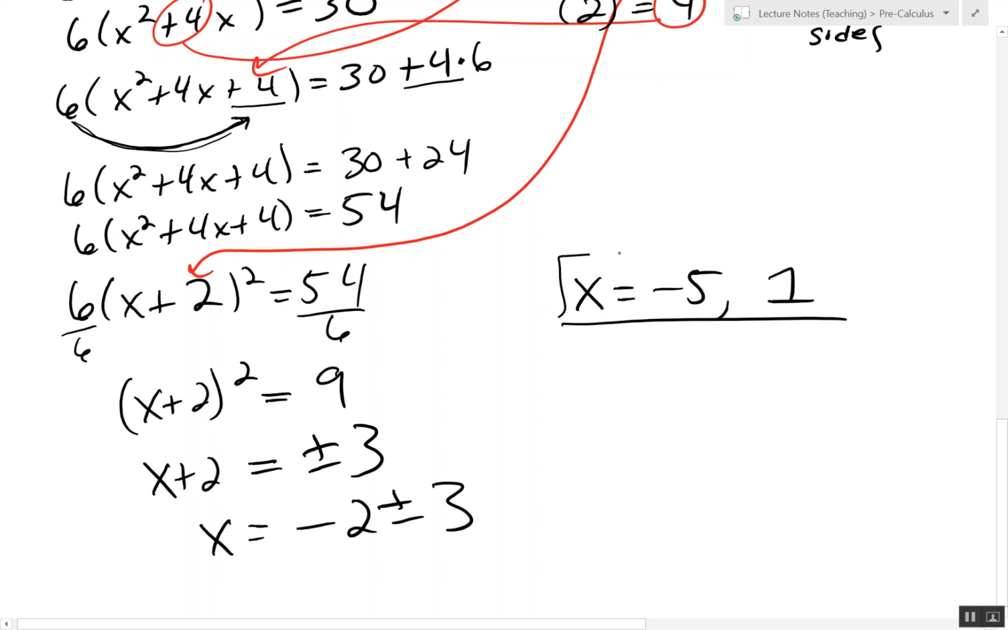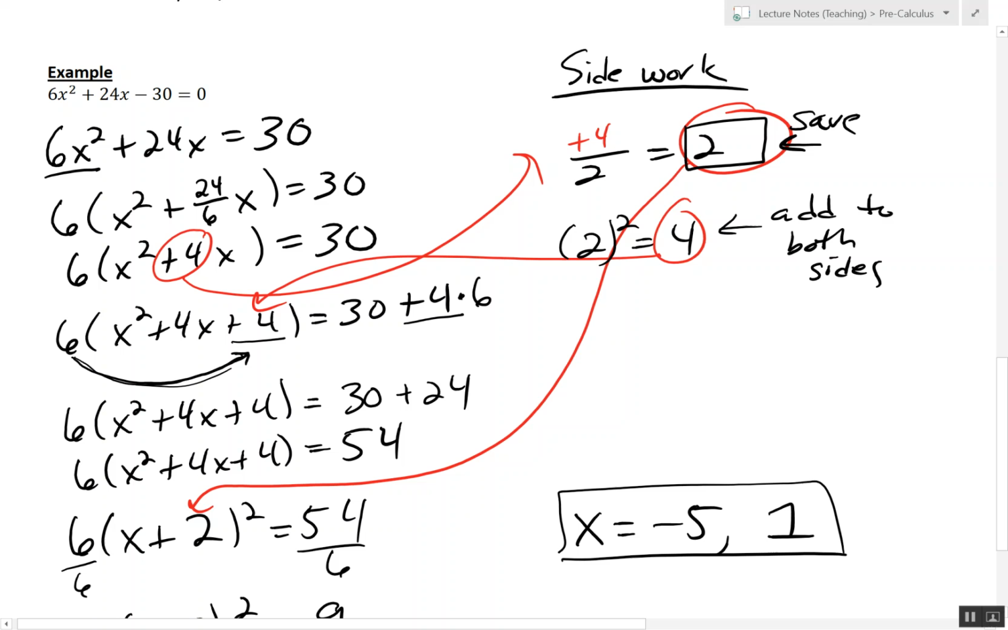Alright, and I'll leave the student to check those answers as well, since we already did one example with checking. But you should always check your answers to make sure A, your answers make sense, and B, you didn't make any errors. And always go back to the original equation, so go all the way back to this one.